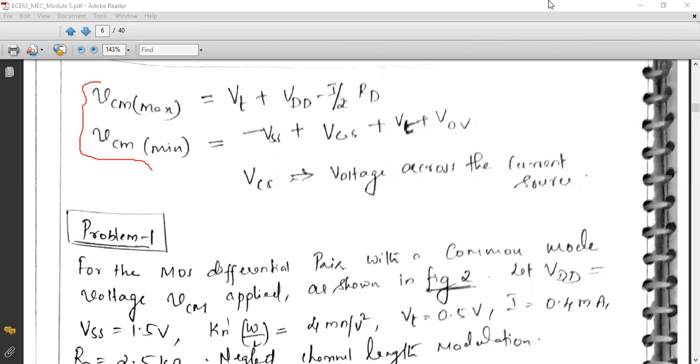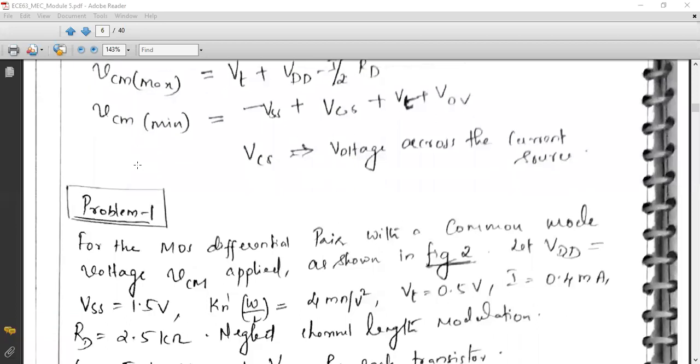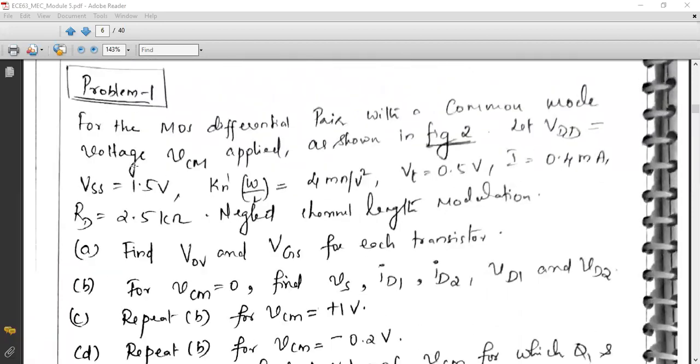So without keeping the ground as a reference, we are taking the double-ended output in a differential amplifier. And if we maintain this range, that is the input is between VCM max and VCM min, then your output will be exactly zero, provided it is in common mode configuration. So that was the conclusion of yesterday's class. Now, based upon this theory, we'll be doing one problem. So take down the problem.